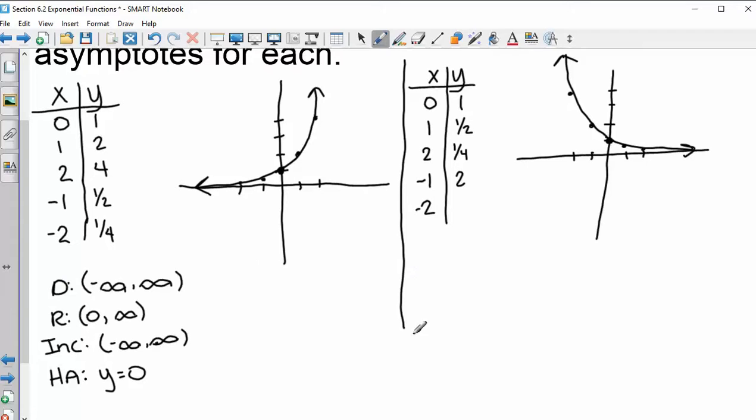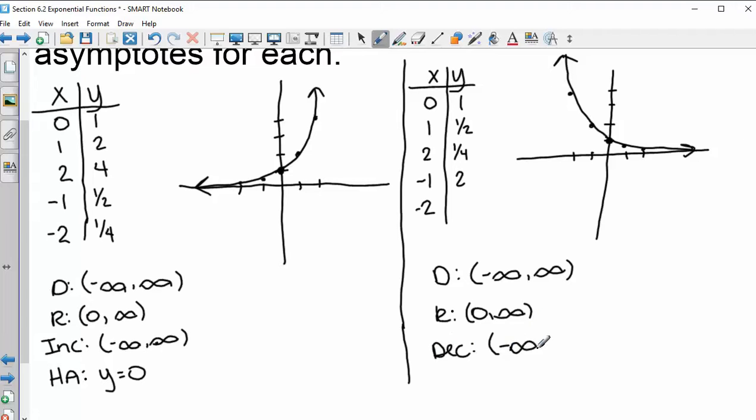So domain, going from left to right, again, we will hit everything. It keeps going both directions, so that's just negative infinity to positive infinity. The range starts at 0 without hitting it and goes up forever, so 0 to infinity. As I go from left to right, this graph is decreasing the entire time. But we again have the same horizontal asymptote of y equals 0.